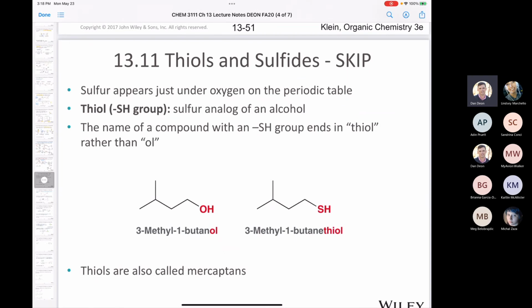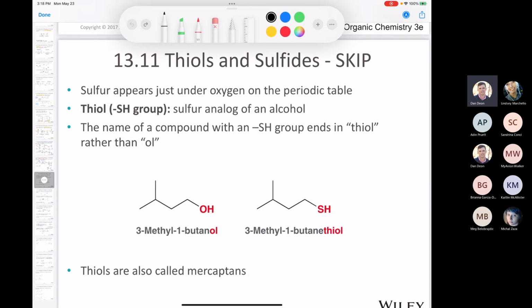And it says skip here, but you know, you should know what a thiol is. I'll just go over it quickly with you. If you have an alcohol, I think everybody knows what that is by now. But if you replace the oxygen of an alcohol with a sulfur, then you have a thiol. Another name for a thiol is a mercaptan, and that comes from the fact that sulfur can form bonds with mercury, and so it can capture mercury, so we call it a mercaptan. Anyhow, kind of an interesting thing there.